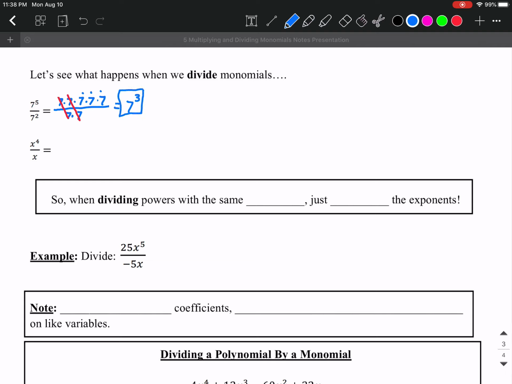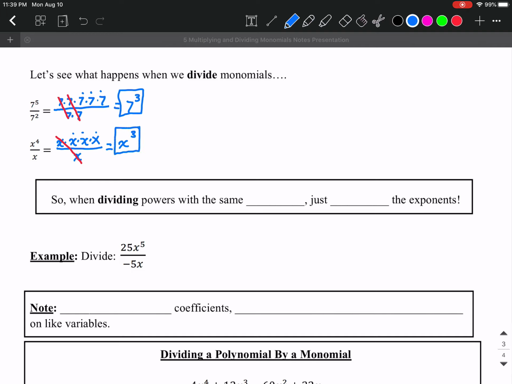Take a look at the exponents. We had 7 to the 5th divided by 7 squared. What did we do to the 5 and the 2 to get a 3 as our new exponent? Let's take a look down here. X to the 4th means multiply x by itself 4 times. Divided by x. What reduces? One set of those x's cancel out. What's left? How many x's are left in that top? 1, 2, 3. So we have x to the 3rd.